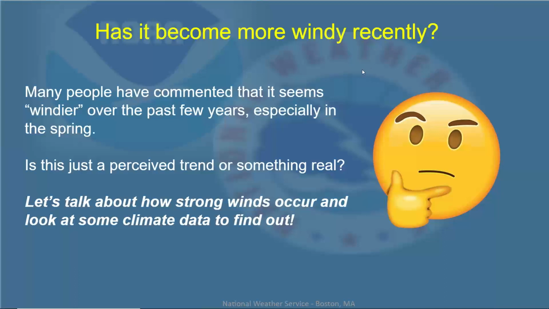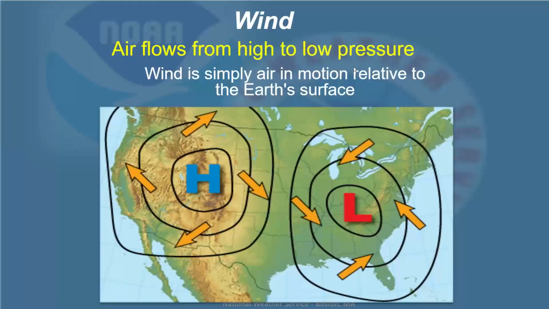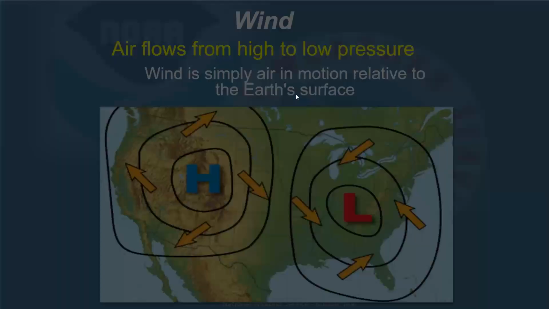We'll take a look at some of the data, but first we'll do a little bit of education. So let's talk about how the strong winds occur, and then we'll take a look at some climate data. So the basics for wind, remember, air flows from high to low pressure, and wind is simply air in motion relative to the Earth's surface. So in our northern hemisphere, United States, the air goes clockwise around high pressure, counterclockwise around low pressure. So the air is always going to flow from the high to the low.